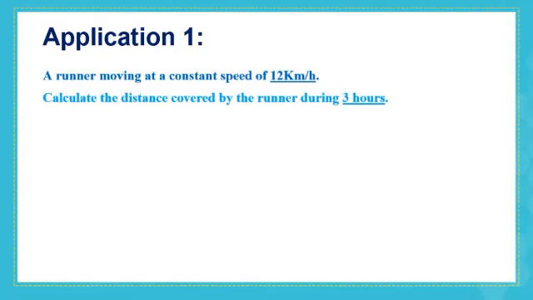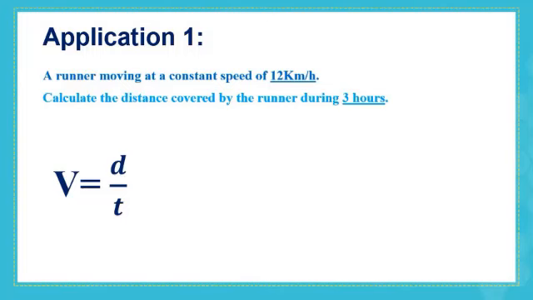A runner moving at a constant speed 12 km per hour. Calculate the distance covered by the runner during 3 hours. The speed and the time are given. The distance is unknown. As we know, speed is equal to distance divided by time.